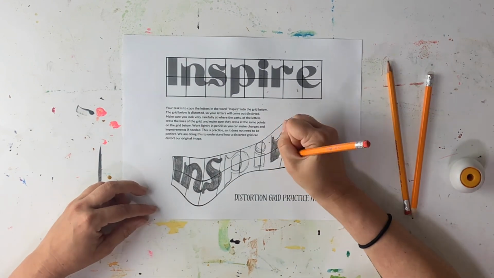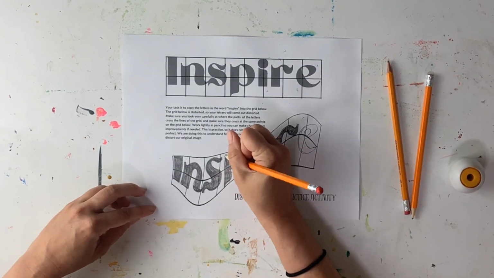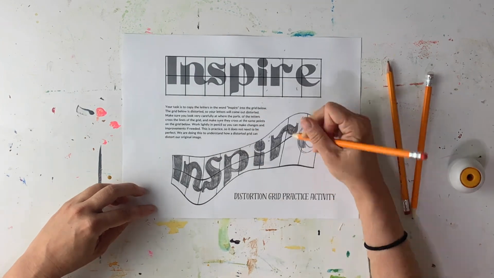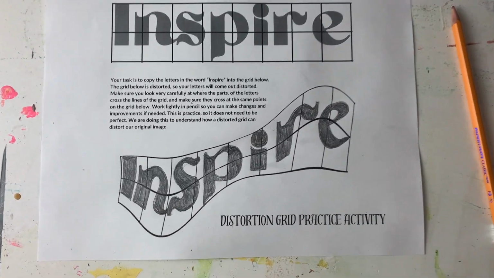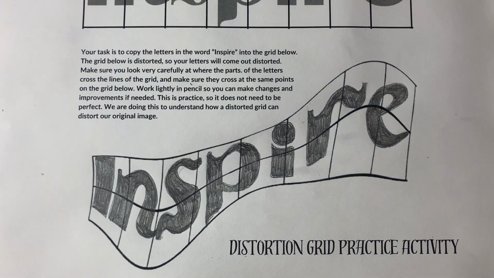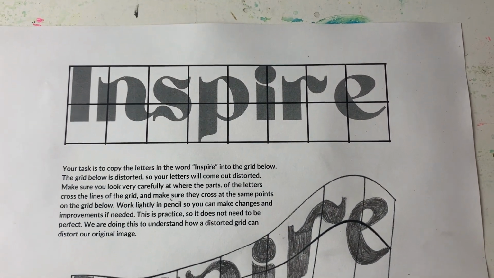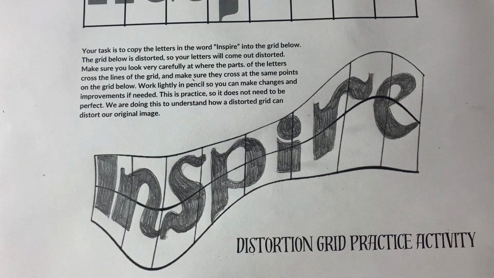And I'm shading in the letters just so you can see them better, but that part is optional. You do not need to do that. And here is the final product. And like I said, it's not perfect, but the letters are warping according to the distorted grid.